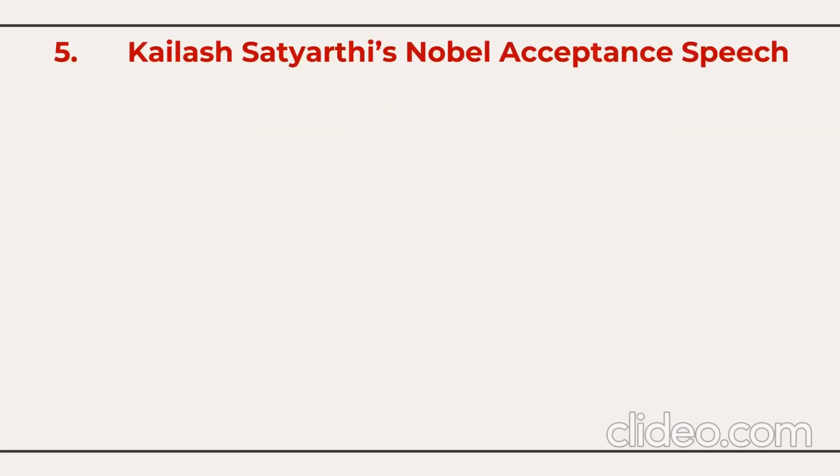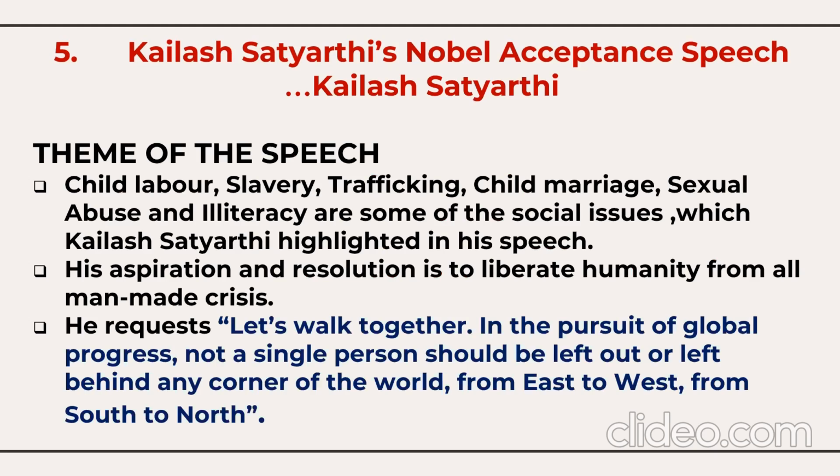Fifth lesson we have here, Kailash Satyarthi's Nobel acceptance speech. The theme of the speech we find here: child labor, slavery, trafficking, child marriage, sexual abuse and illiteracy are the important social issues which Kailash Satyarthi has highlighted in his speech. His aspiration and resolution is to liberate humanity from man-made crisis. He requests at the end of the speech, saying let's work together in the pursuit of global progress. Not a single person should be left out or left behind in any corner of the world, from east to west, from south to north.